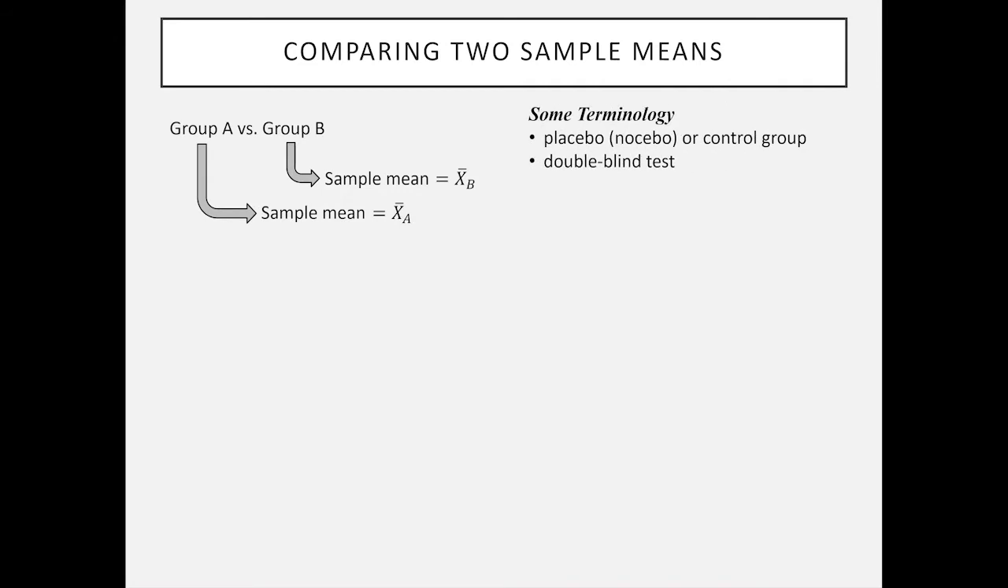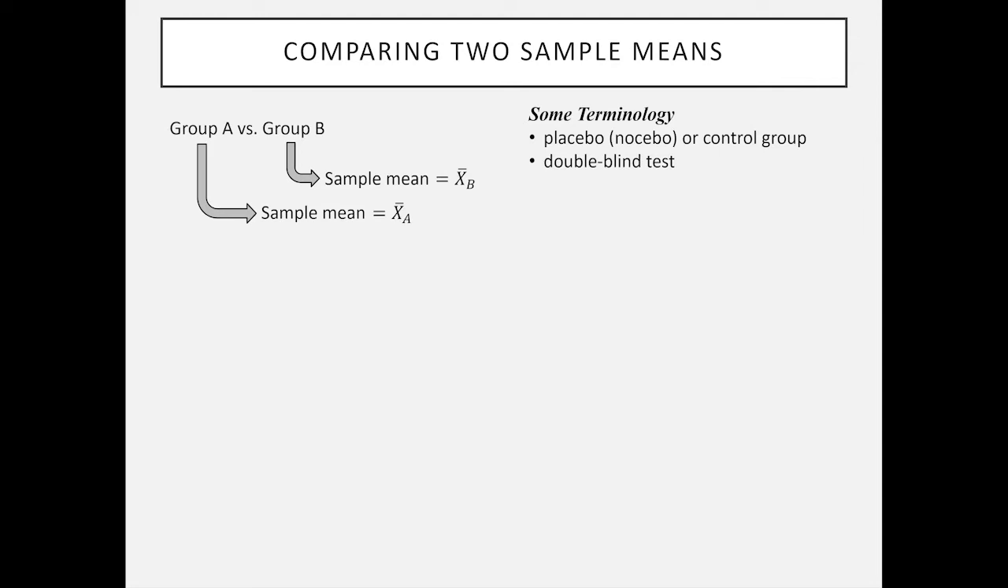Some terminology, first of all. The term placebo, or sometimes what I call nocebo, means, in effect, you give to Group A, or sometimes referred to as a control group, basically a saline solution, nothing. So one group receives the new medication, the other group receives nothing, and then we'll compare them to see whether or not this new medication has any difference.